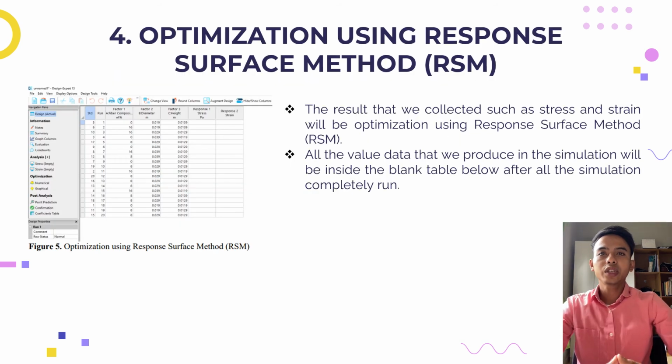Last stage is optimization using response surface method. From the simulation, the results that we collected, such as stress and strain, will be optimized using response surface method. All the value data that we produce in the simulation will be inside the table below after all the simulations completely run. RSM has a benefit in that it defines the interaction between independent variables and develops a mathematical model. The RSM approach investigates the link between input and output and identifies the system's optimal response.